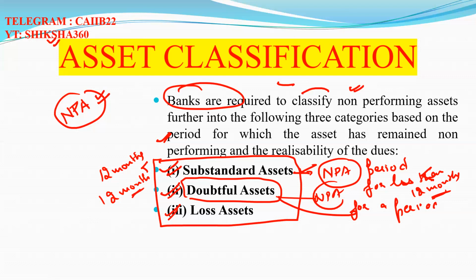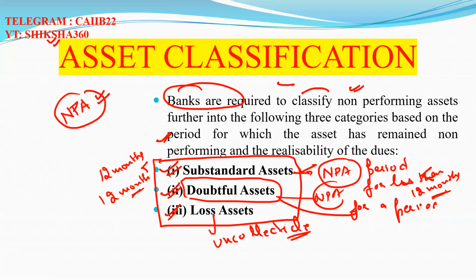Next one is the loss asset. A loss asset is considered uncollectible and of such little value that its continuance as a bankable asset is not warranted, although there may be some salvage or recovery value.